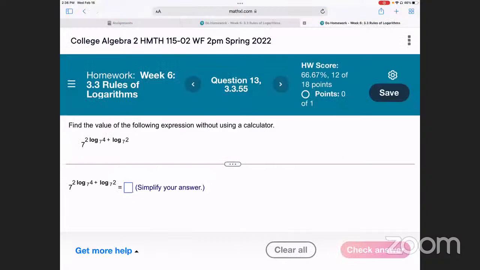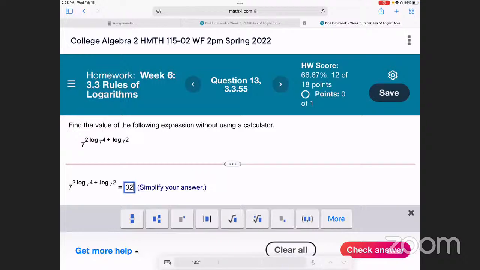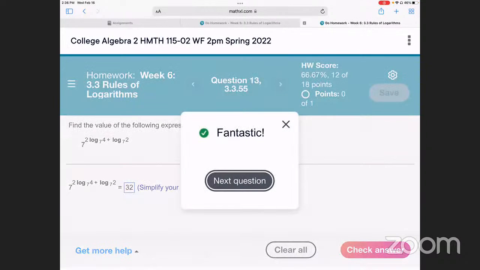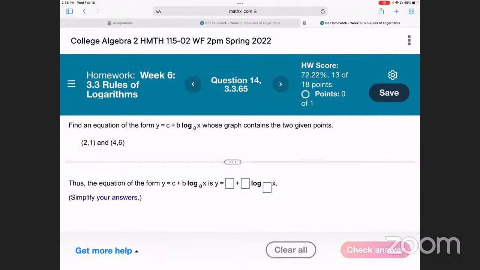Now, what do we get? 32? Okay, let's try 32. Cool. Let me see the time. We're almost there. Next question, question 13. We've gone through most of these. I went a little bit faster now. I'm going to let this be the last one. Find an equation of this form whose graph contains 2 given points. This one takes a few minutes, and then we might have a short session on Friday, maybe. It just depends. We'll see how it goes.